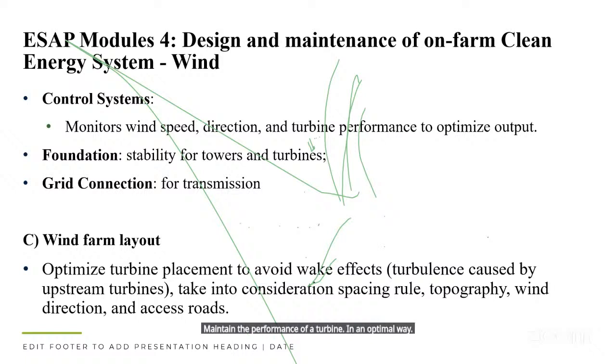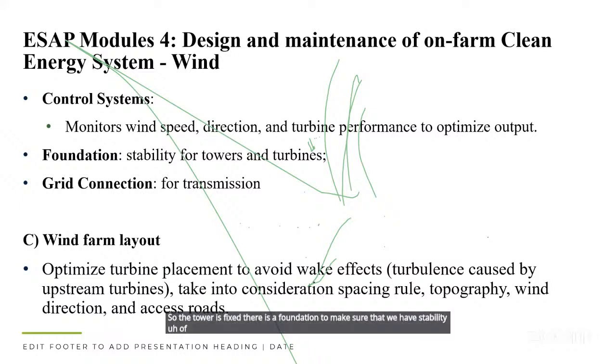For the tower is fixed, there is a foundation to maintain, to make sure that we have stability of our system. So someone has to look at the foundation, but also the transmission system, which takes the energy generated into the grid or to the end user.